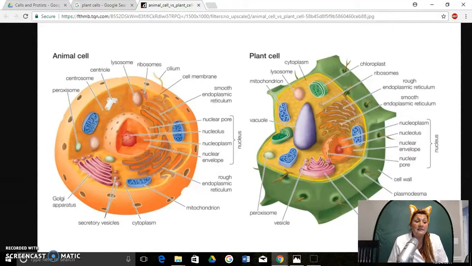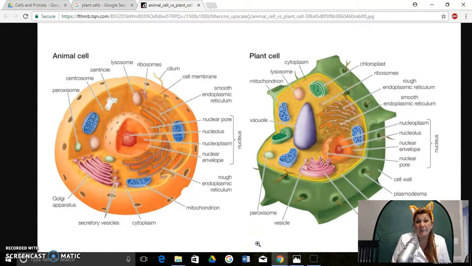So a cell is filled with parts called organelles. It's kind of like organs for the cell. But these organelles do all the jobs that the cell needs to complete its life. So we have an animal cell, which is where we're going to start. That's this circular one over here. So we're going to look at animal cells.